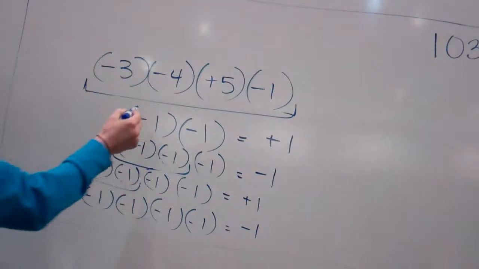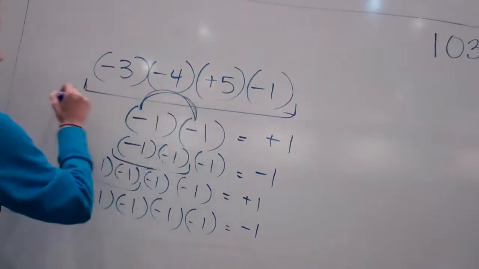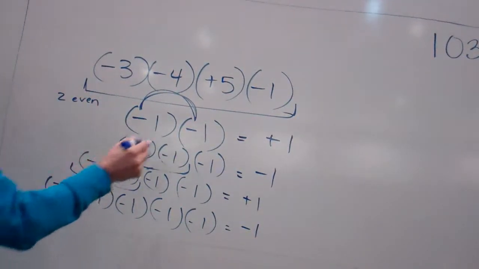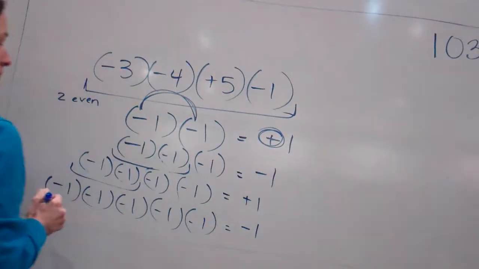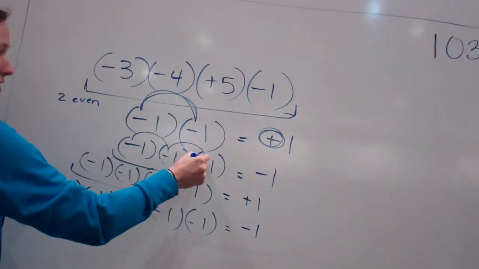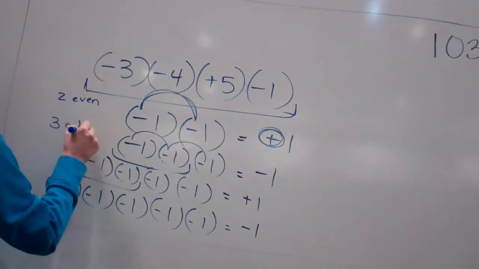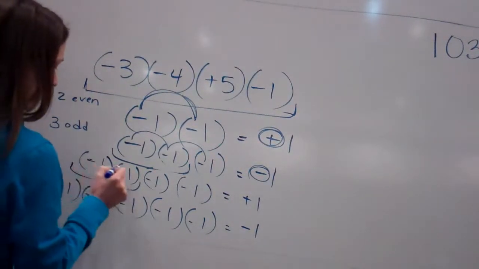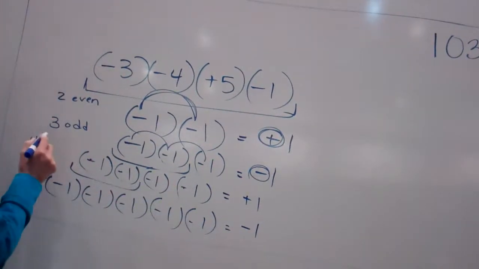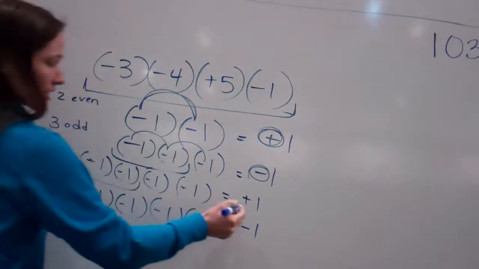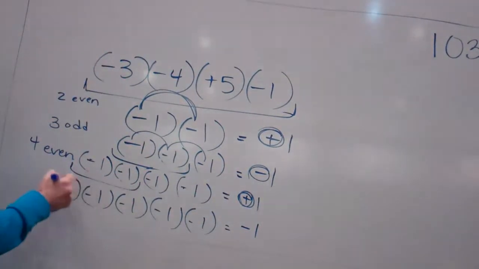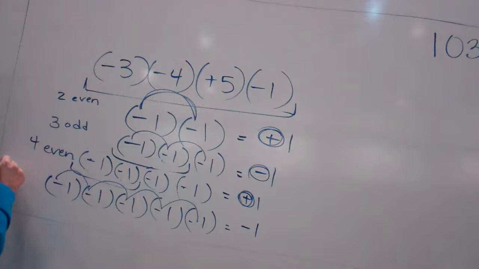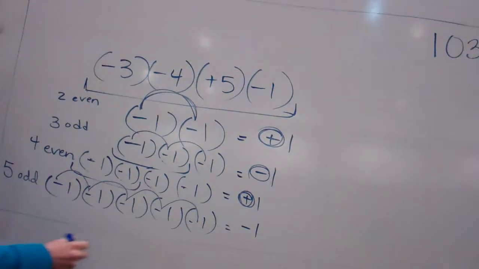As you can see, if I have 2 negatives, 2 is an even number, then the answer is going to be positive. If I have 3 negatives, 3 is an odd number, and so it's going to be negative. Does everybody see the pattern and how that works? So I have 4 negatives. 4 is an even number, so this answer is going to be positive. And then down here we have 5 negatives, so that's an odd number of negatives, and so the answer is going to be negative. Got it?